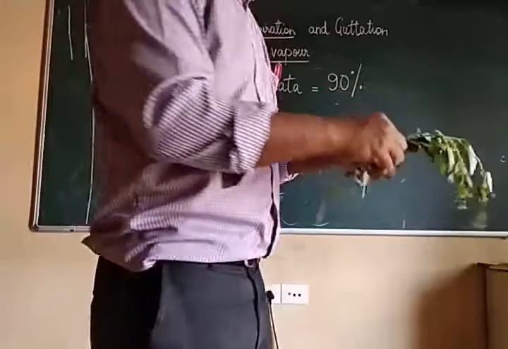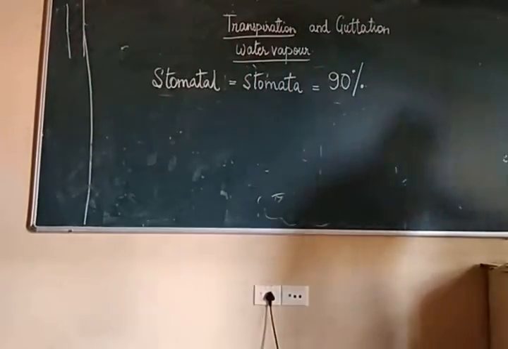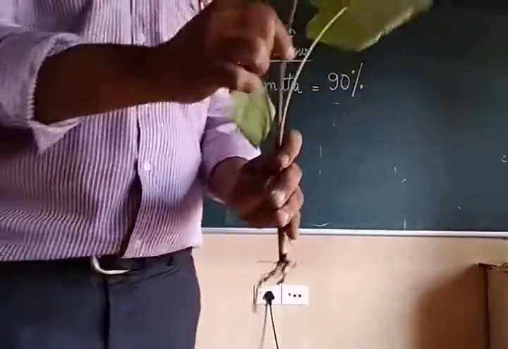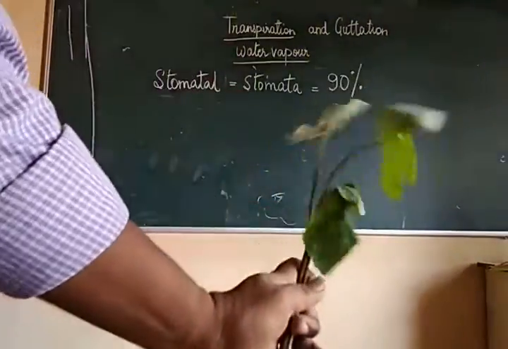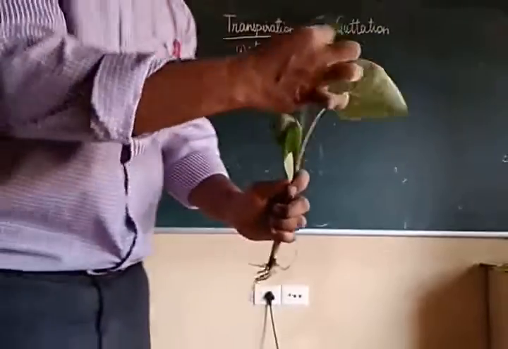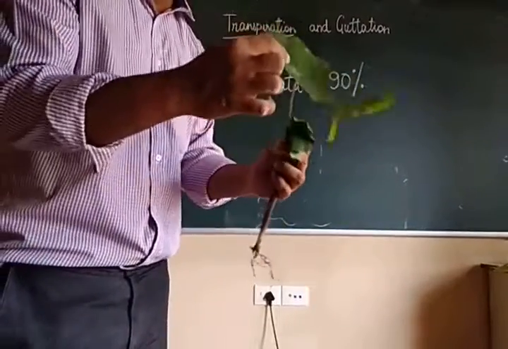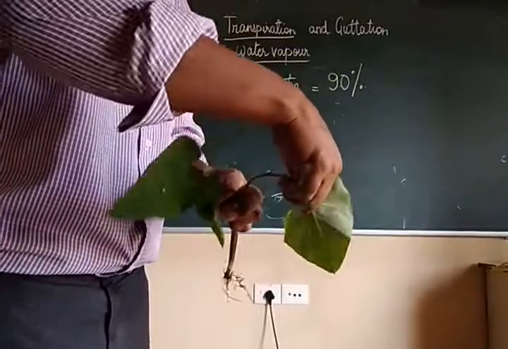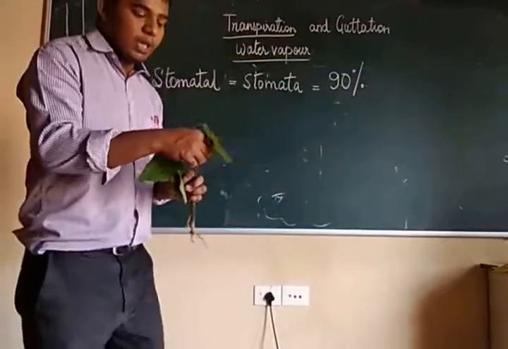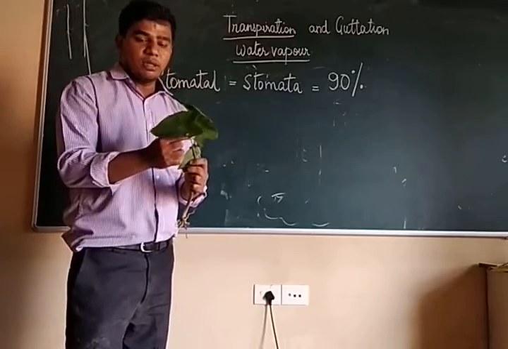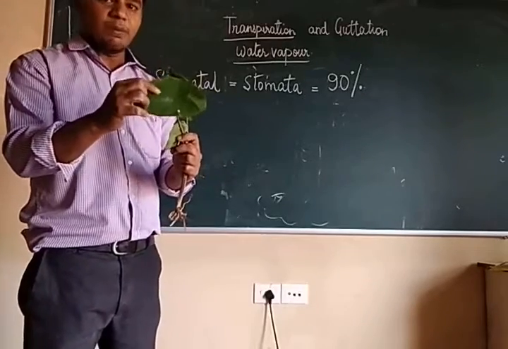Just to show you all, I'll take a bigger leaf. Now if you see this leaf, it has an upper side and a lower side. The number of stomata is more on the lower surface. On the lower surface of the leaf there will be more stomata, but on the upper there will be less. This is because it will prevent excessive transpiration.